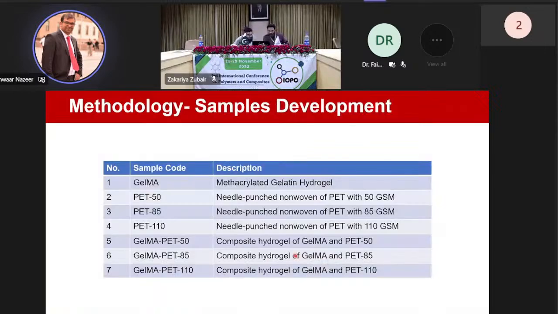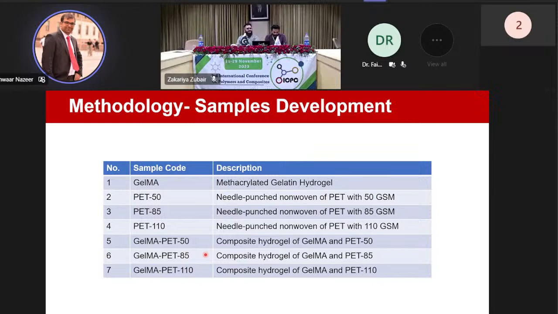So in this study, we developed basically 7 samples. The first sample was GelMA. We can call it methacrylated gelatin hydrogel. And then the second samples are just the needle punched non-woven polyester fibers with the GSM of 50, and then with the GSM 85, and then 110. And then we used these non-wovens, we combined them with the methacrylated gelatin, and we obtained the composite hydrogel of GelMA polyester with the different grammages, with the different GSM. So ultimately, we have the 7 samples.